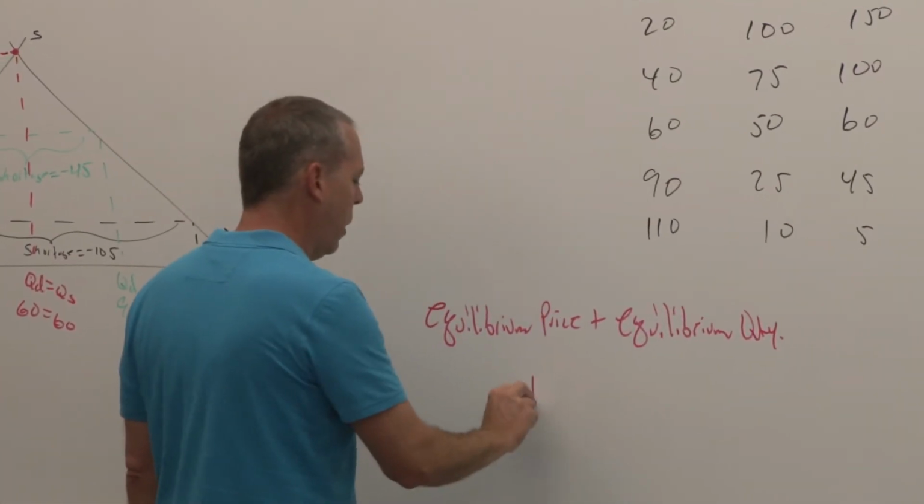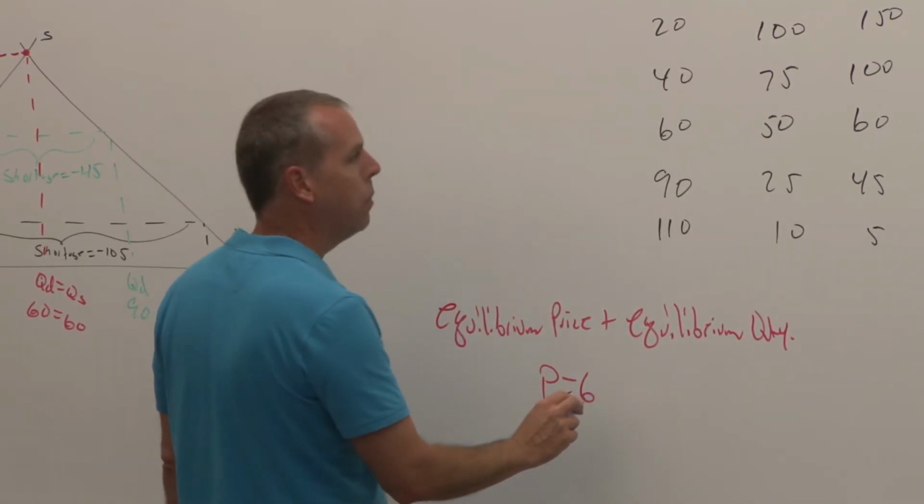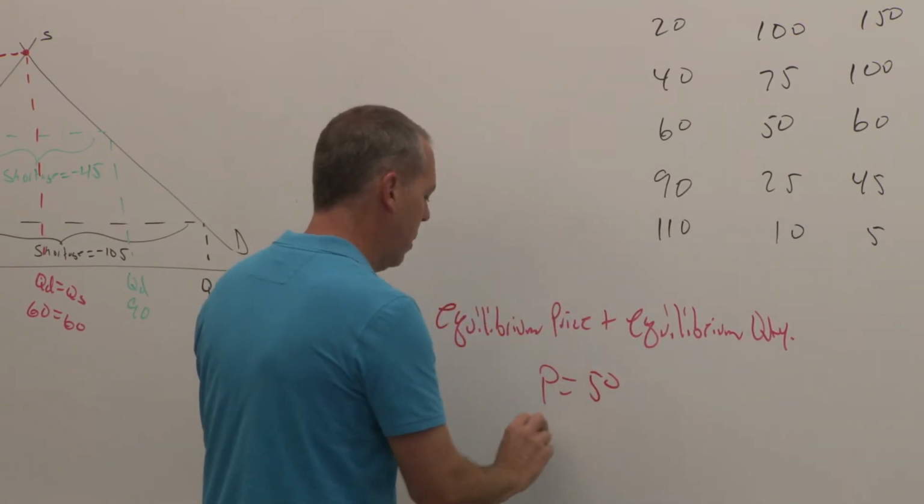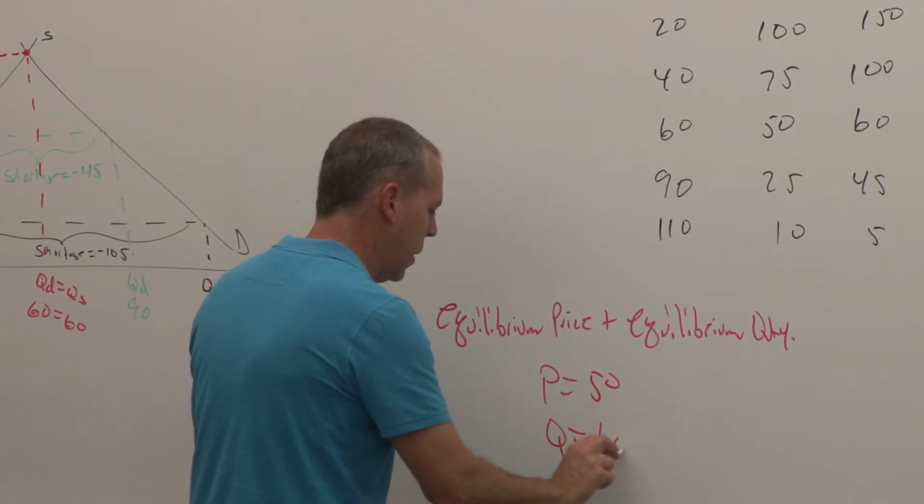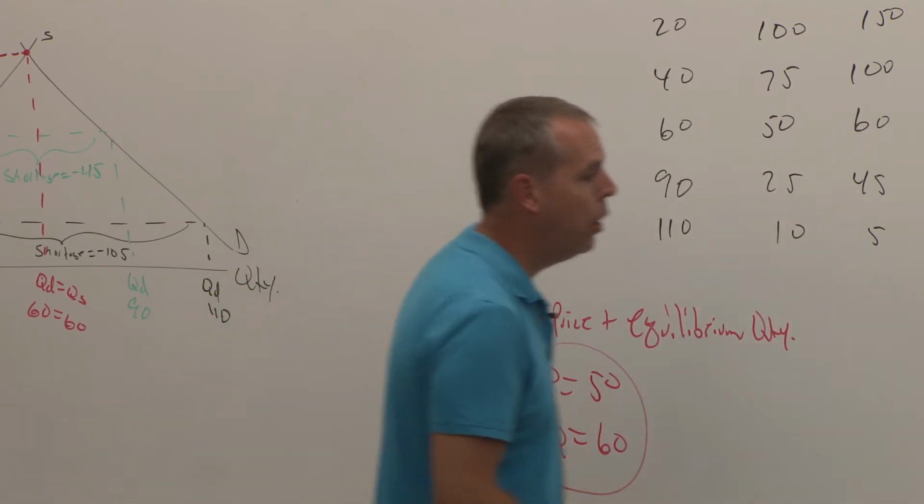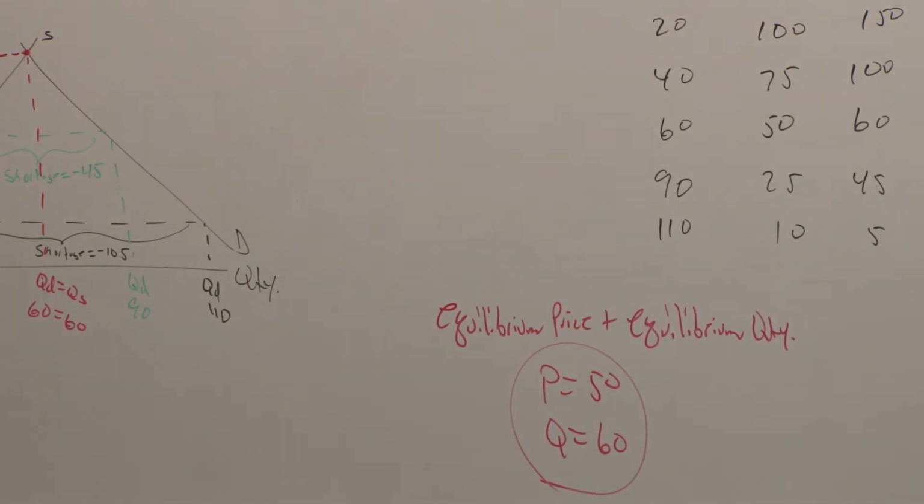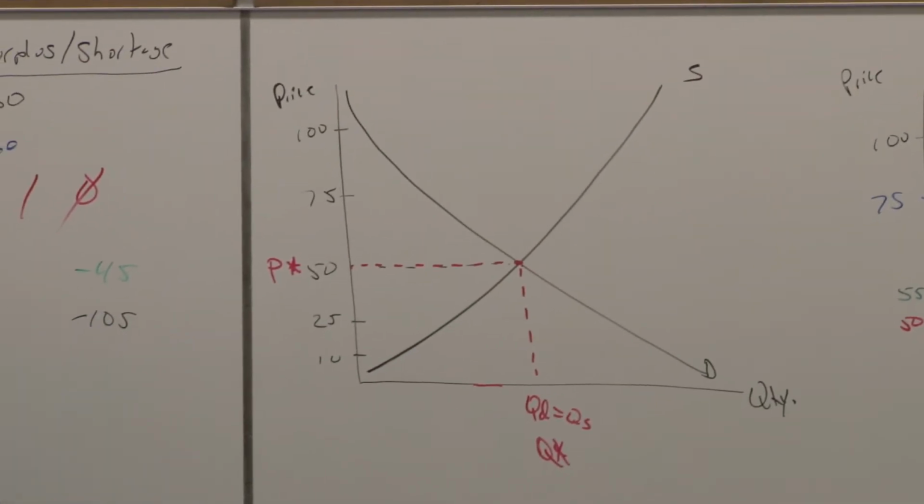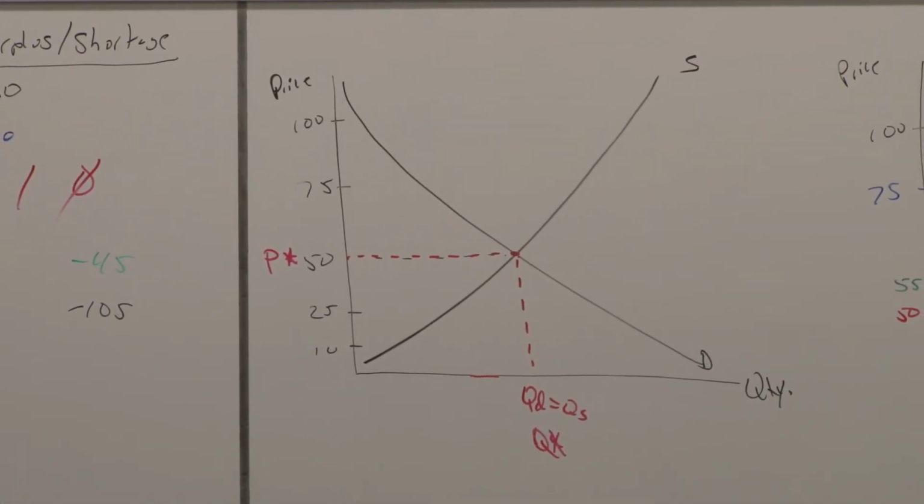All right. Our equilibrium price is 50. Our equilibrium quantity is 60, right? We are at this point right here where these two meet. Call this Q star. We typically call this P star, right? And there's no reason for price to fall anymore. There's no reason for price to rise anymore.